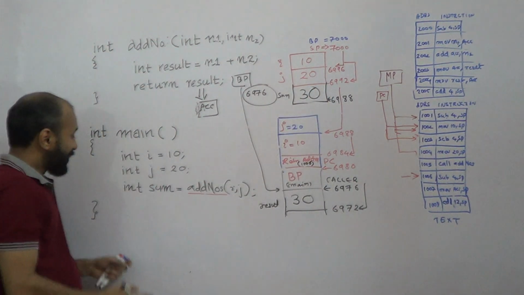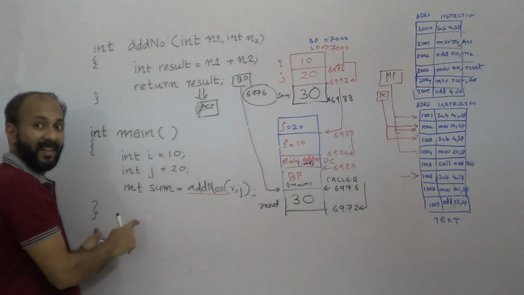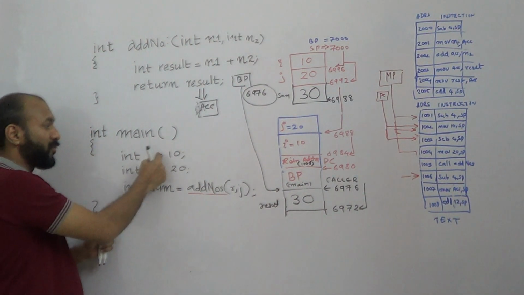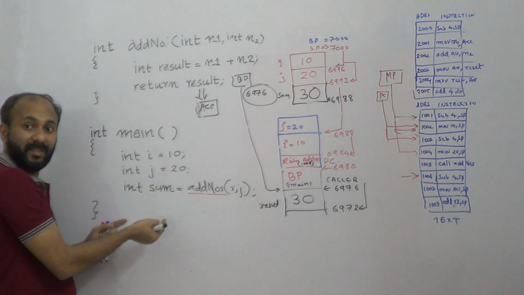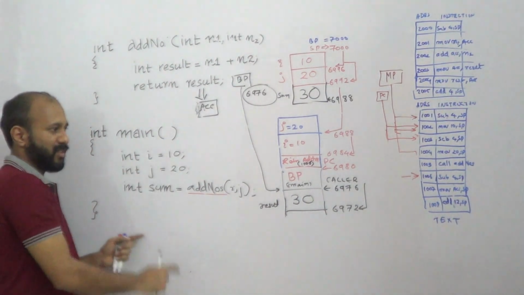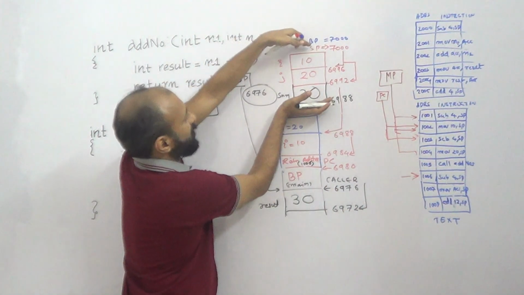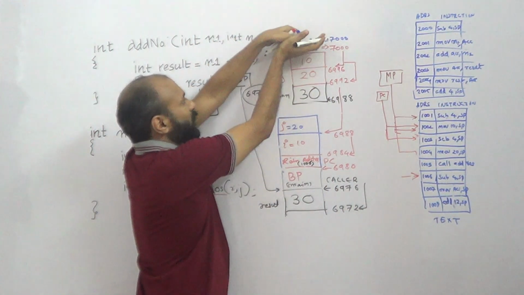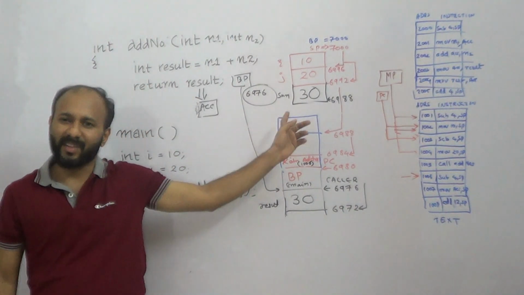Now once the control hits the close bracket, what will happen? The stack pointer has to be added with the total size of the variables inside this function. What is the total size? 4 plus 4 plus 4, 12. So the stack pointer has to add 12. The stack pointer will again go back to the old location. This will happen when there is a function call.